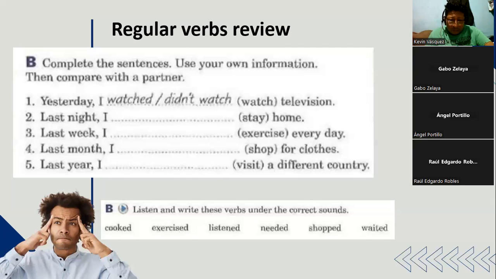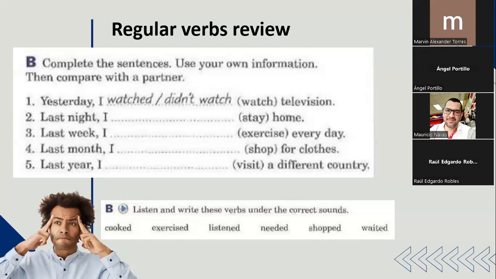Exercise. And then we have listened, needed, stopped, and waited. ¿Con cuál de los tres sonidos termina exercise? It's with this sound. And then we have listened, listen. This sound. Needed. ID sound. Stopped. With T sound. Termina con sonido de T. And finally, we have waited. Waited. Termina con sonido ID.